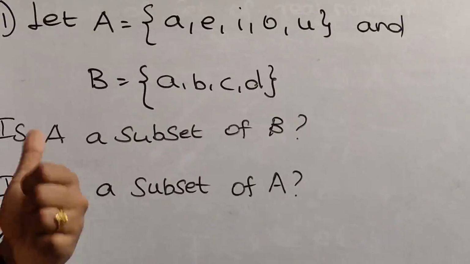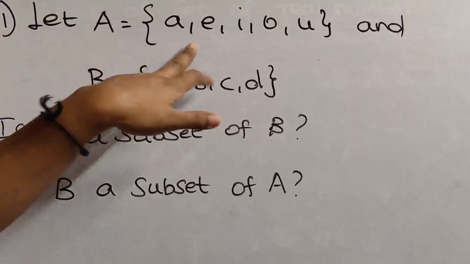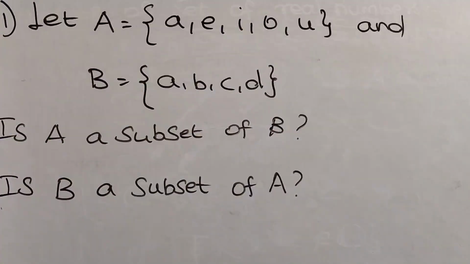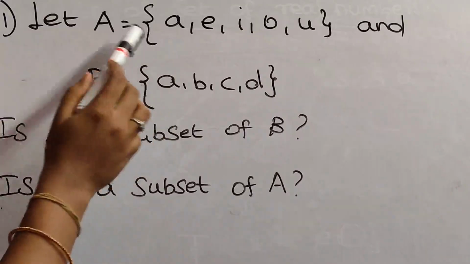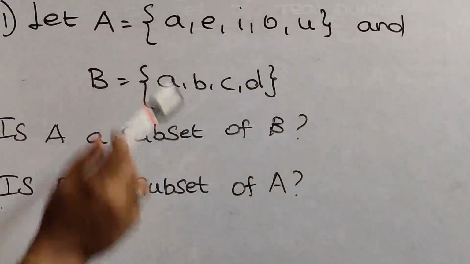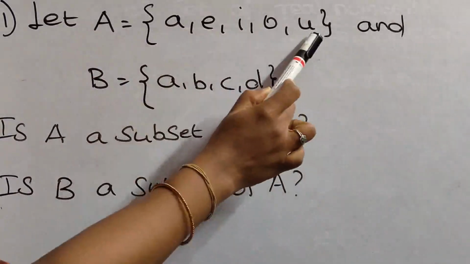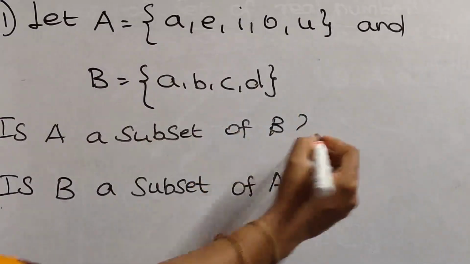See this problem. Let A = {a, e, i, o, u} and B = {a, b, c, d}. Two questions are given: is A a subset of B, and is B a subset of A? So we have to say whether A is a subset of B or not. What is the subset definition? If I have to say A is a subset of B, every element of A should be there in set B, right? A has 5 elements: a, e, i, o, u. Only a is there. What about the remaining elements, e to u? They are not there. Therefore, A is not a subset of B.